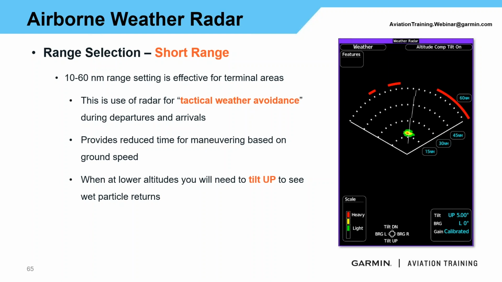So 10 to 60 miles whenever you're looking short. This is your tactical weather avoidance. You saw something that's coming in. I need to make good decisions very quickly right now. So 10 to 60 miles on the range selection when you're at a lower altitude. Tilt up as you're at higher altitudes. You're going to be trying to tilt more down, but trying to minimize our ground clutter.